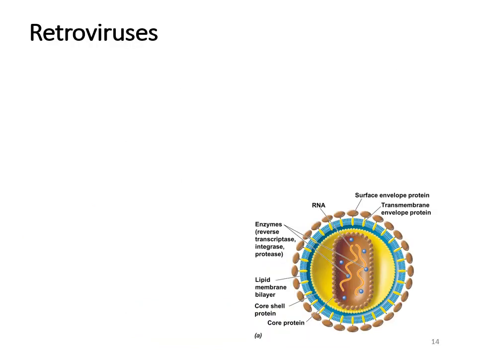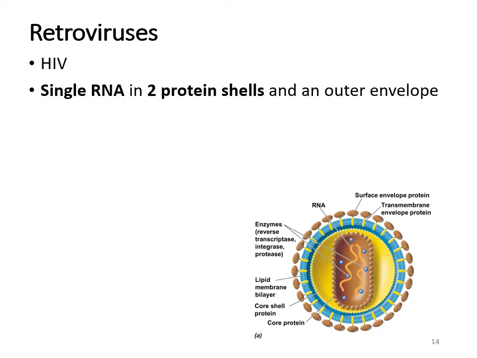Now, another category of viruses or another genome are the retroviruses, such as HIV. With retroviruses, they have single-stranded RNA, and then they have a double shell around them and an extra outer envelope. So they're a little more complex. And what's weird about them is that rather than using their RNA to right away make proteins, once they're in a host, they make DNA copies from that.